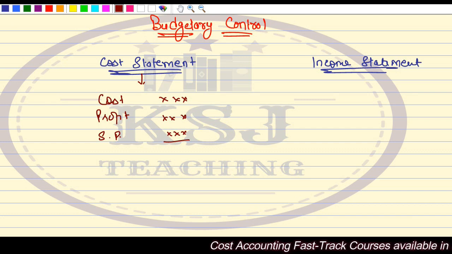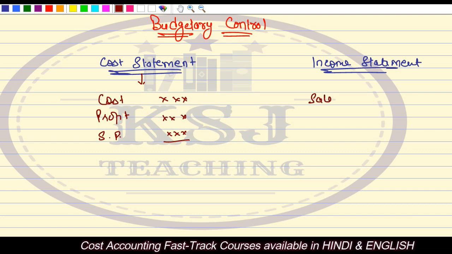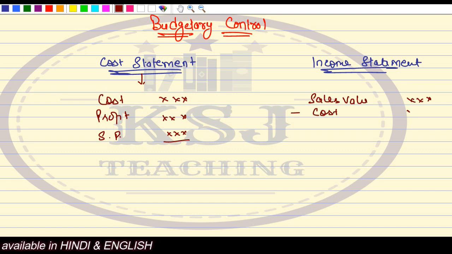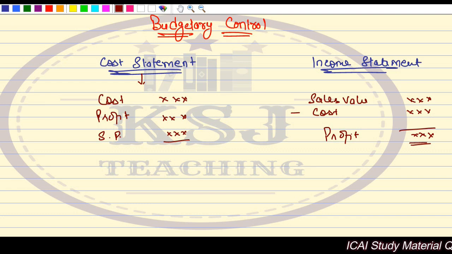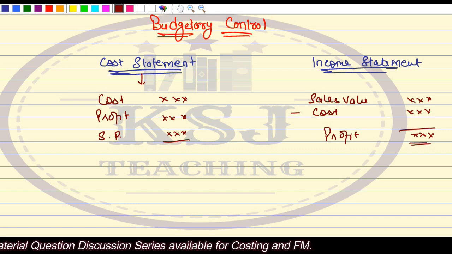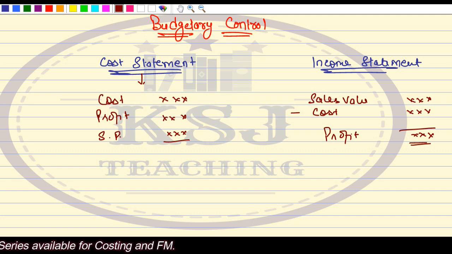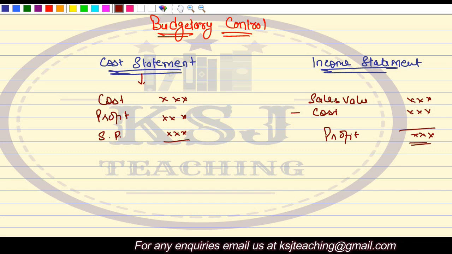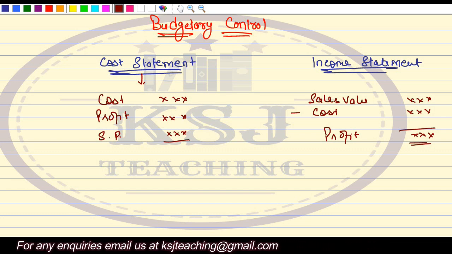Whenever we talk about the income statement, we start with the income, that is the sales value, right? We start with the sales value minus all the cost, and what we get is profit. The ultimate goal or role is the same for both the cost statement and the income statement. The only difference is the presentation, that is, how you present it. In the cost statement, you present it in the form of cost, profit, and selling price. And in the income statement, you start with the income, as per the name. In the cost statement, you start with the cost, and in the income statement, you start with the income, that is, the sales value. Clear?